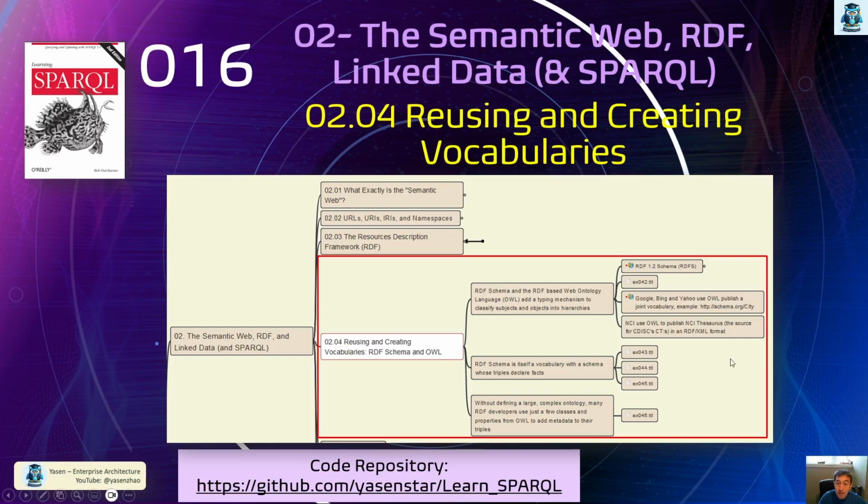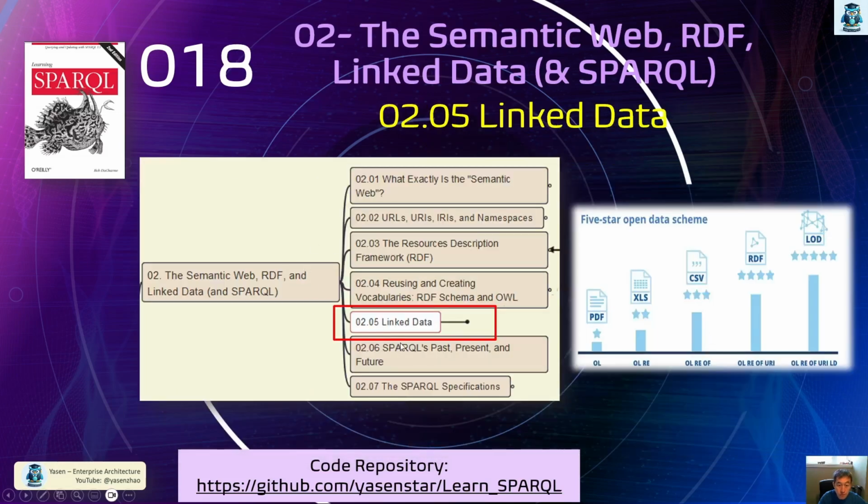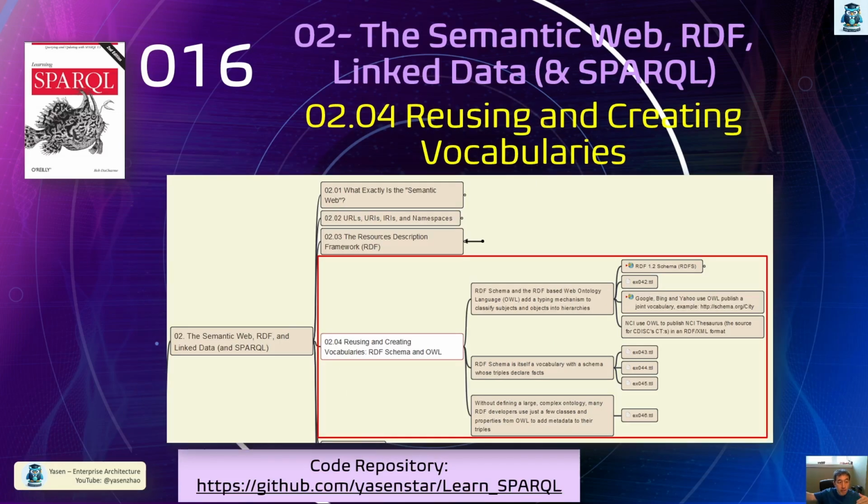And in the next video, we will move to 0205, which is called linked data. So let's have a quick way to understand what are the levels of the justification or the assessment of the linked data maturity. So see you in the next video.